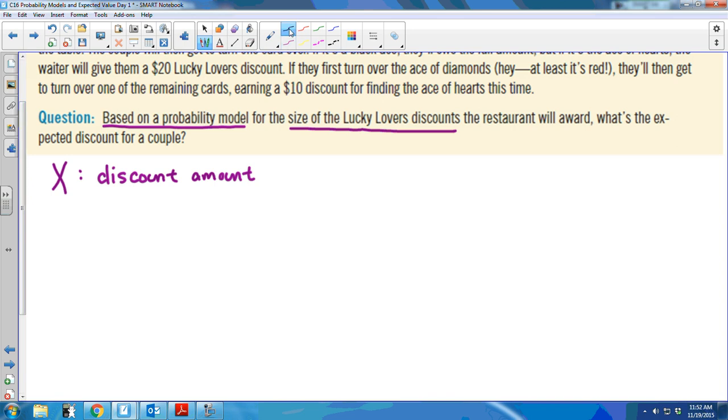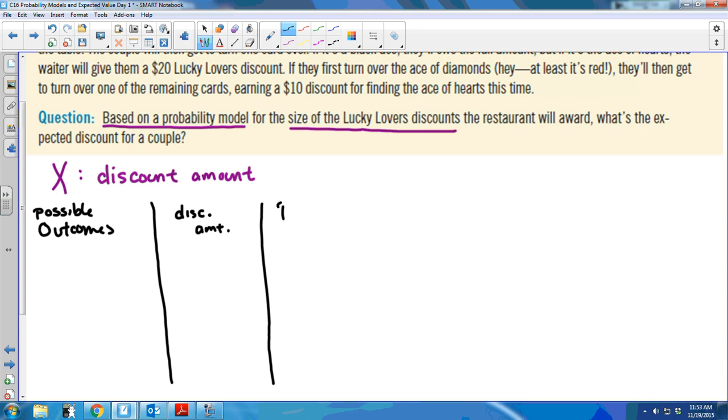In my table, I'm going to list the possible outcomes, the discount amount associated, and then the probability. We write it as capital X equals x. It just needs to be notation you're familiar with. Capital X is a random variable, and lowercase x is each individual outcome.